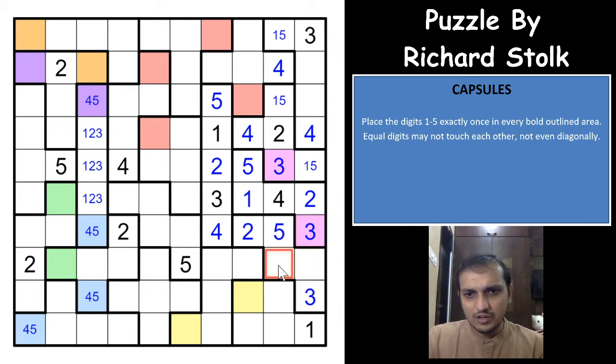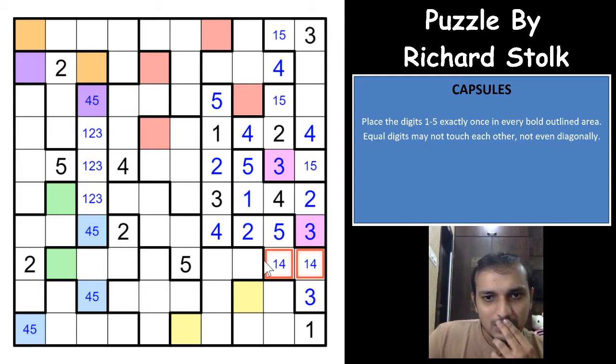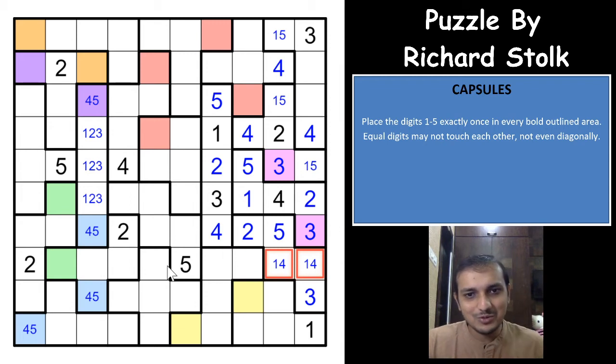Because it cannot be in one of these two cells. So these two cells will have to be 1 and 4. That's awesome. I'm able to solve it faster. I'm not sure how, but that's really good to see.